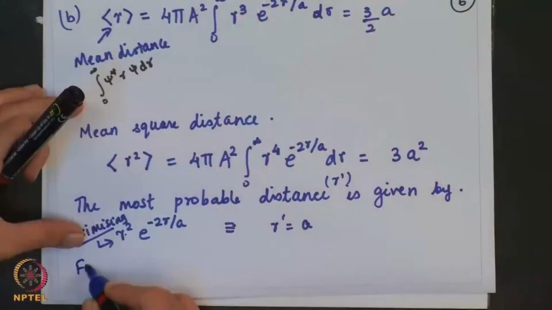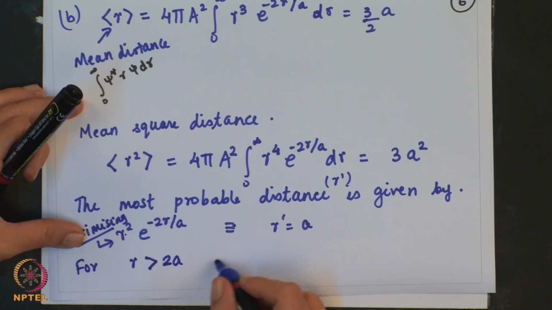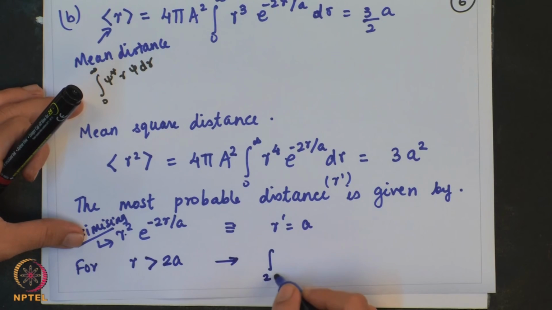The third part is that you have to calculate the classical and quantum mechanical probability for r greater than 2a. So, that is an easy check, you can just do it for r greater than 2a. When you put the limits, your limits will be from 2a to infinity, instead of 0 to infinity. Your limits of integration will be from 2a to infinity when you calculate the value.